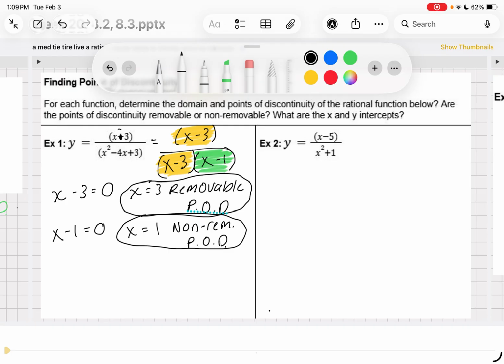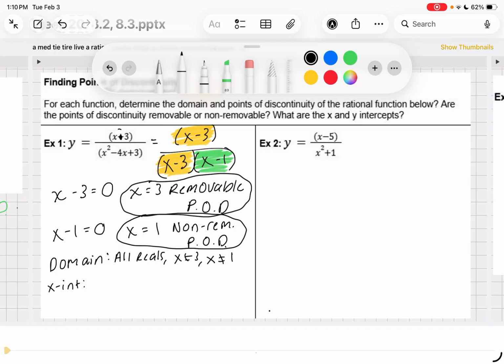Now we are going to look at our domain, okay? So the domain is going to be everything except these 2 points that I just found. So it's going to be all reals, but x cannot be 3 and x cannot be 1 because those give me a 0, okay?